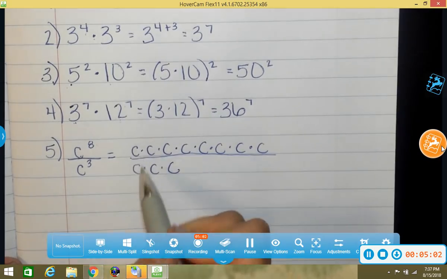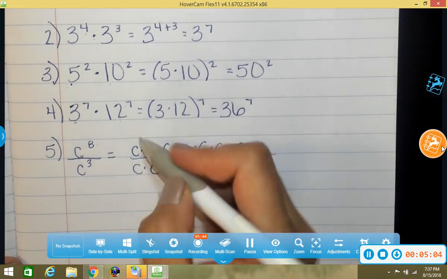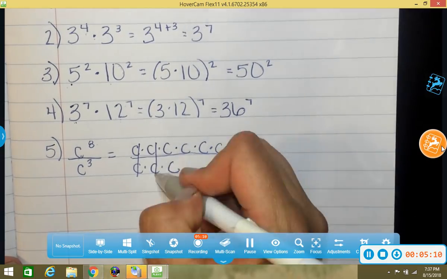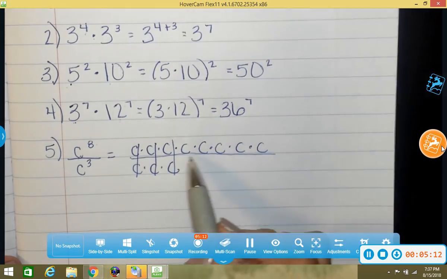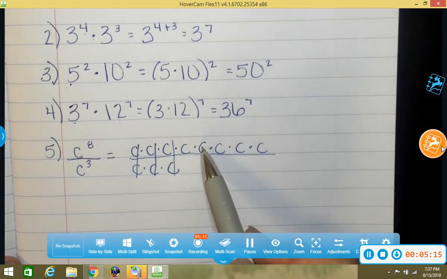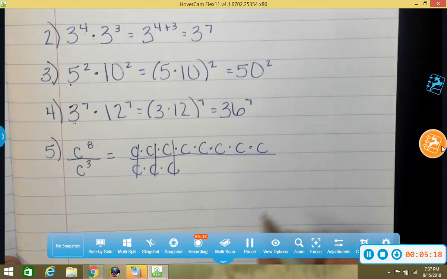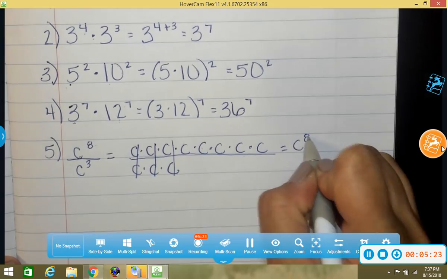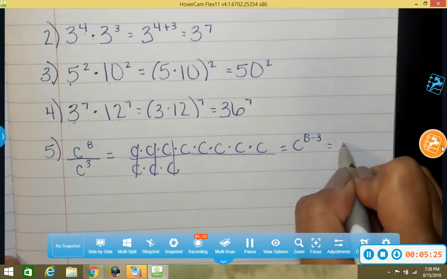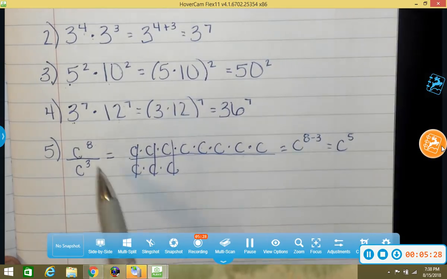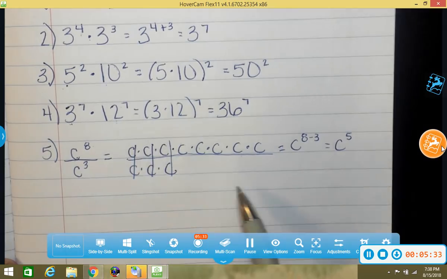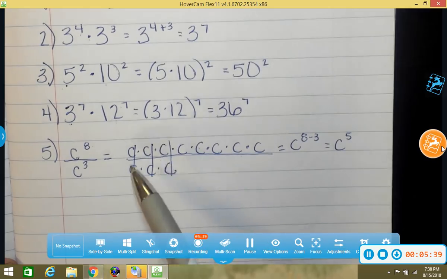Well, c over c is just going to equal 1, so those are going to cancel out. And then we have two other groups here that we can cancel out. These c's are canceling out, and these are canceling out. And then how many c's do you have left? Well, you have 1, 2, 3, 4, 5. That's the same thing as saying c to the 8 minus 3 power, and 8 minus 3 is 5. So c to the 5th. You can just skip to this step when you're doing your work, but I wanted to show you why it's working, because they're canceling out.